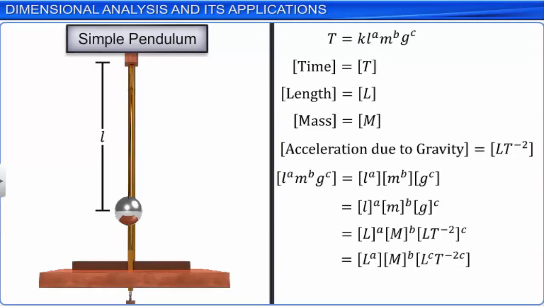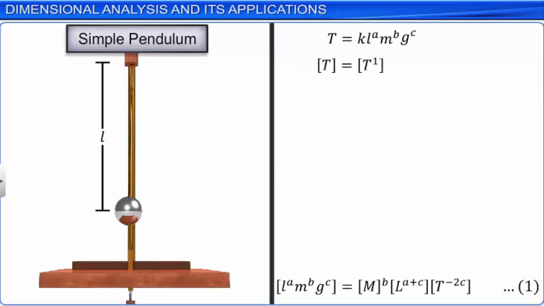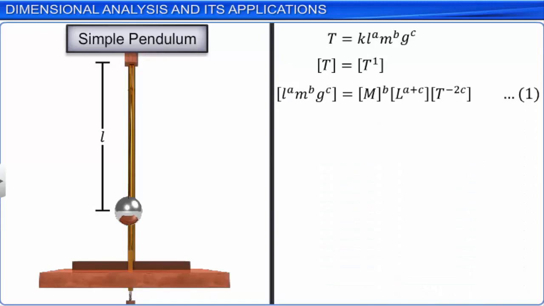The dimensional formula of the quantity on the left side of the equation is as shown. As we do not have the term for m and l on the left-hand side of the equation, we take their powers to be 0 as shown. Let this be equation 2. Equating equations 1 and 2, we compare the powers of the base quantities on both sides of the equation.